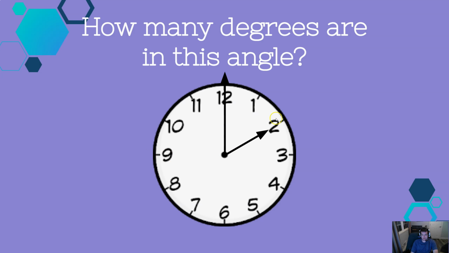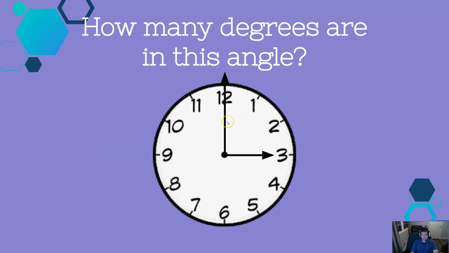What if I asked you this time, 2 o'clock? Well, we know that from 12 to 1 is 30 degrees, and from 1 to 2 is 30 degrees. So how many degrees is that? That should be 60 degrees total, because 30 plus 30, or 30 times 2, is equal to 60.